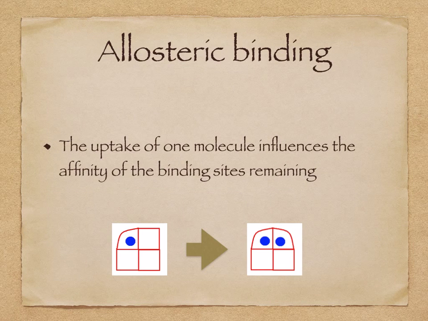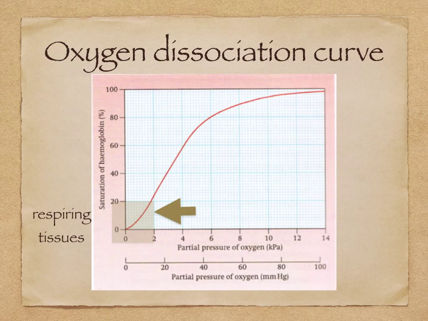So allosteric binding is when the uptake of one molecule of oxygen influences the affinity of the remaining binding sites. When one oxygen molecule binds with one heme group in the hemoglobin molecule, the entire molecule distorts, making it even easier for the next oxygen molecule to combine with the next heme group. So you'll notice that with a very small decrease in the partial pressure of oxygen, for example, from about 2 kilopascals to 0 kilopascals, a lot of oxygen becomes dissociated from hemoglobin.